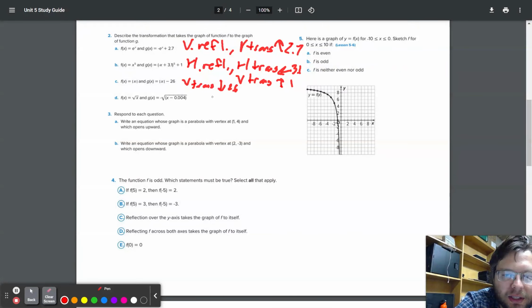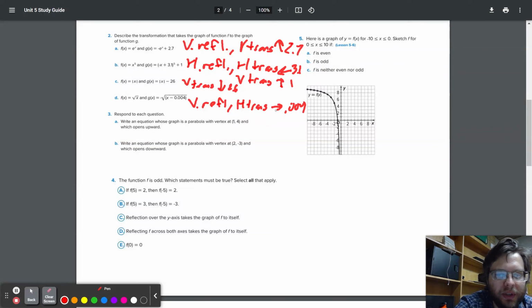And for part D, looks like there's two things going on. There's a vertical reflection because there's a negative symbol in the front, and there's a horizontal translation going right by 0.004.